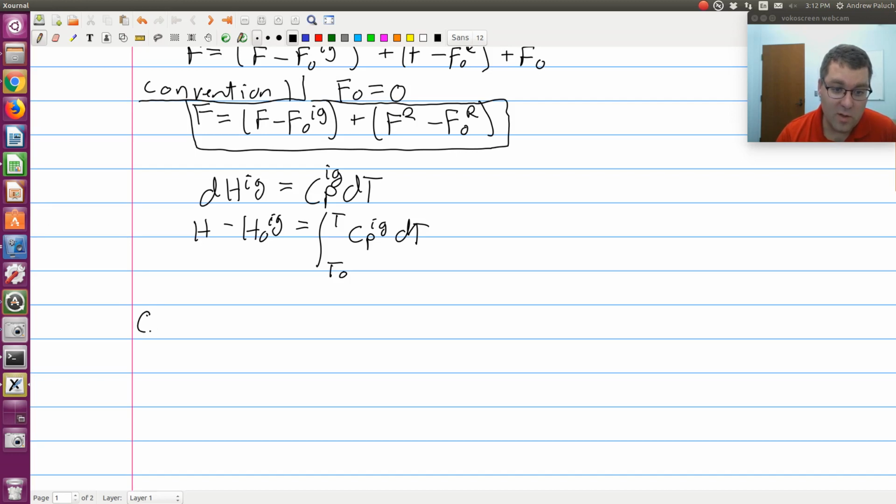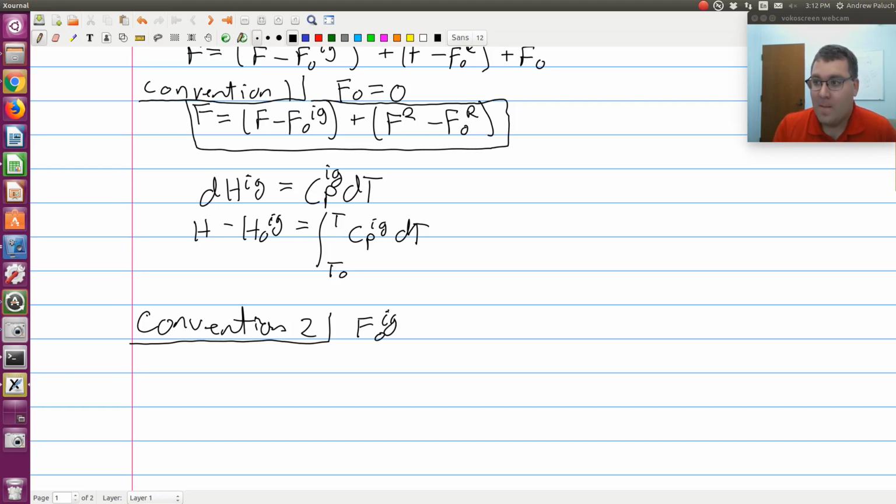Now convention 2 used in the text, I'll call it convention 2. In convention 2, rather than saying that f naught is equal to 0 at some reference conditions, it would be that the ideal gas value at that reference state condition is equal to 0. Well, how does that help me out?